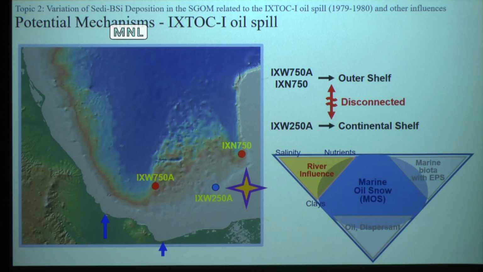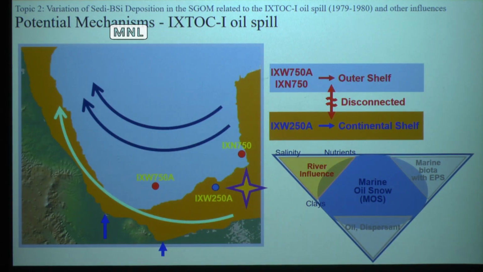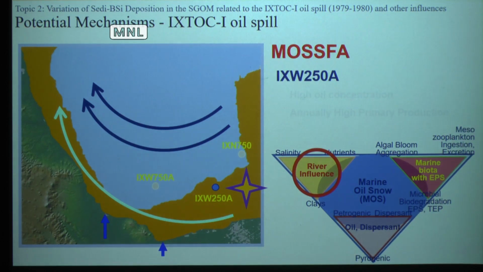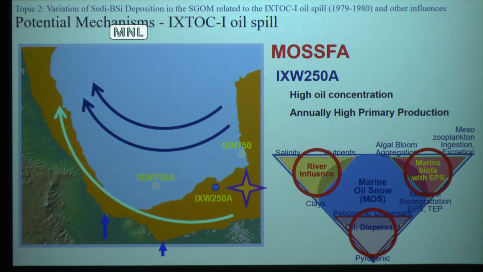First of all, as I talked about, surface water mass on the outer shelf and continental shelf area is separated by the surface water current. IXW750A and IXN750 are located at the outer shelf, and IXW250A is located on the continental shelf. So the clay-sized mineral input is seasonally limited at IXW750A and IXN750, and IXW250A has annually high clay-sized mineral input. Also, in the IXW250A case, a higher oil concentration was found in the area including IXW250A during the IXTOC-I oil spill. And primary production of this area is annually high because it is continental shelf. So it is expected that IXW250A has the proper environment for a MOSPA event to happen.